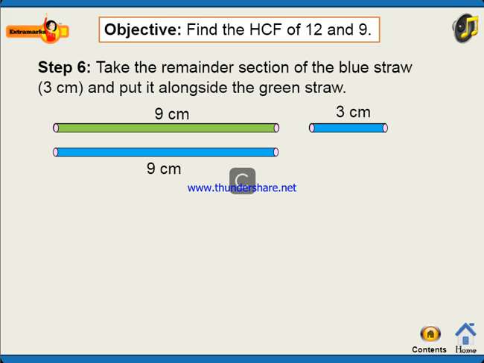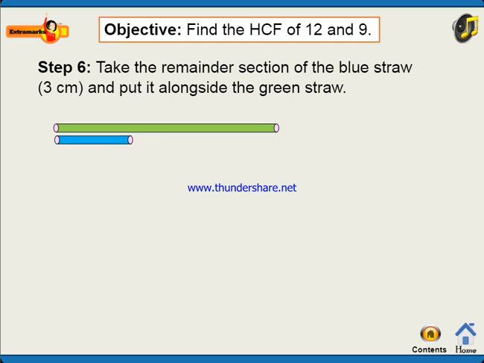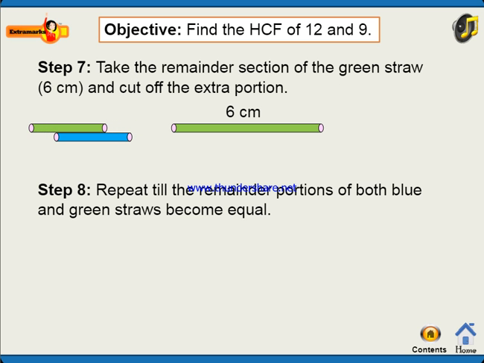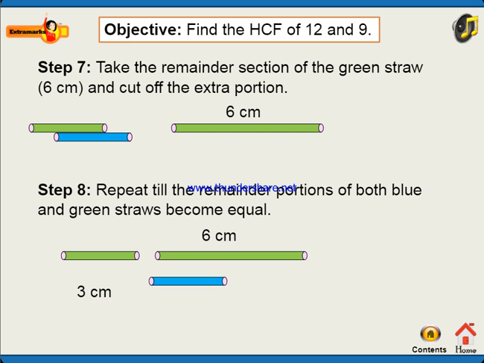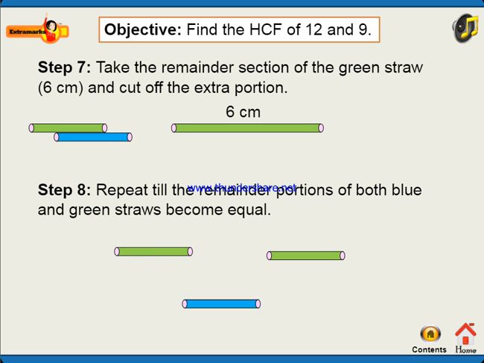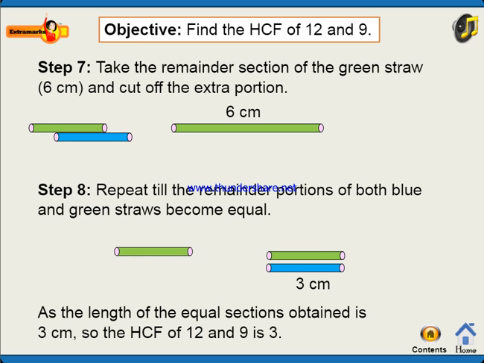Now, we take the remainder section of the blue straw, which is 3 centimeters in length, and put it alongside the green straw. We cut the extra portion of the green straw. We repeat the same until the remainder portions of both the straws become equal. Now, we see that the length of the equal sections so obtained is 3 centimeters each. Hence, we conclude that the HCF of 12 and 9 is 3.